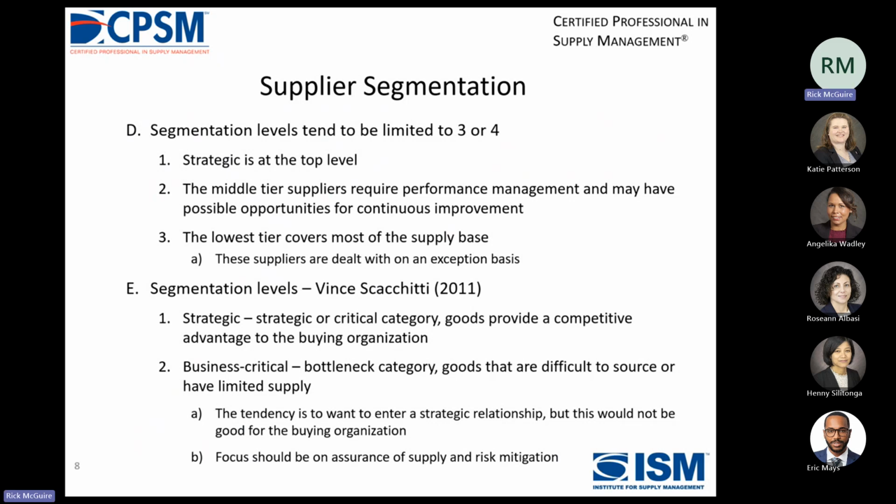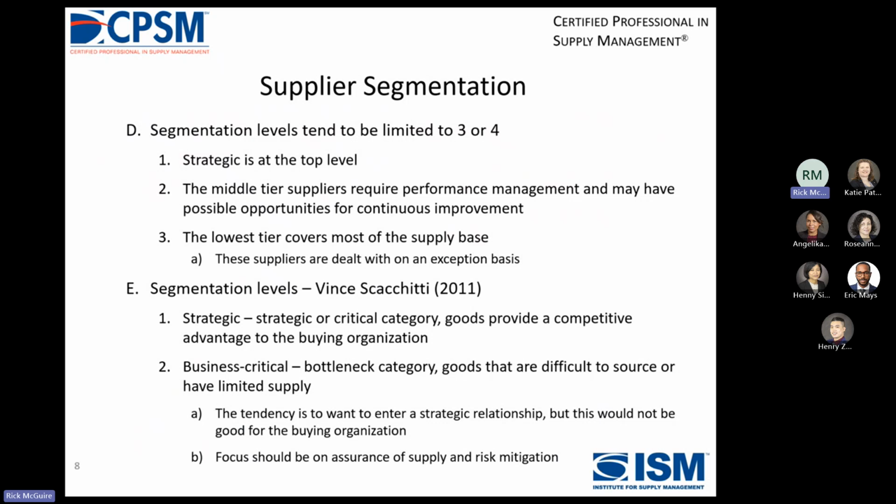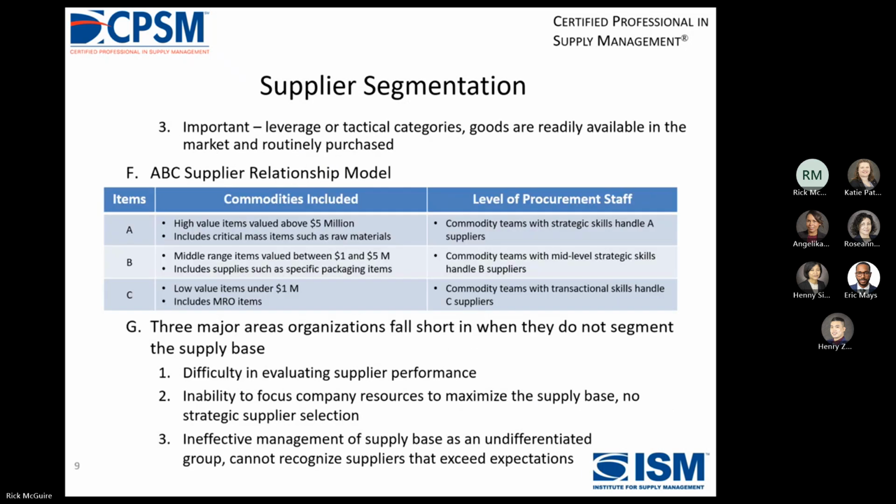So Vince had an idea where you'd have a strategic or critical category, where goods provide competitive advantage, and then business critical, which is the bottleneck category, basically difficult to source or having limited supply. So the tendency is to want to enter a strategic relationship, but this would not be good for the buying organization. Like I said, not every supplier can be strategic. You have to really look at them. Leverage or tactical categories are good. Goods are readily available in the market and routinely purchased.